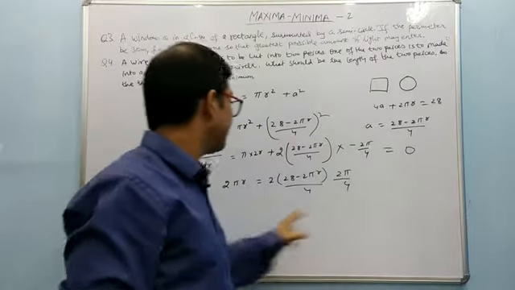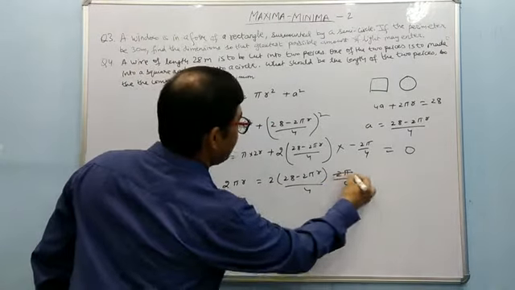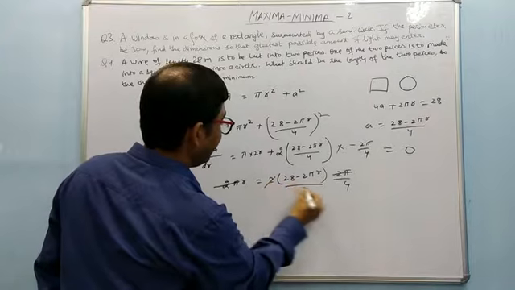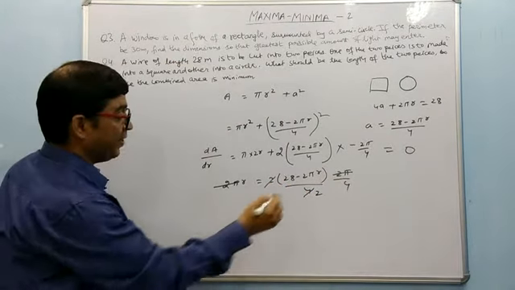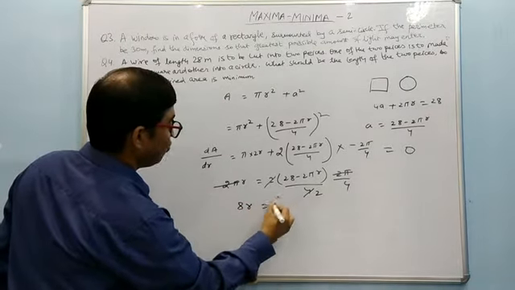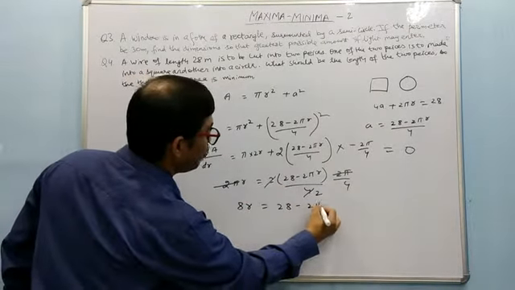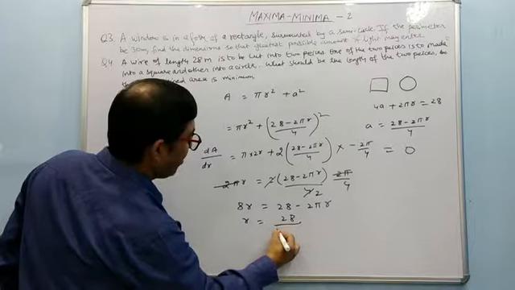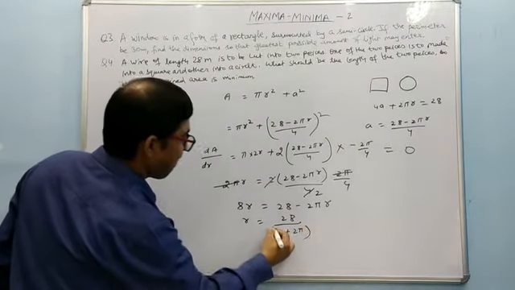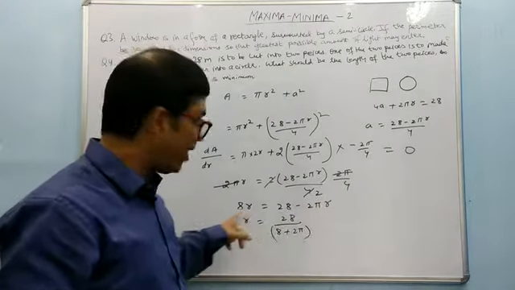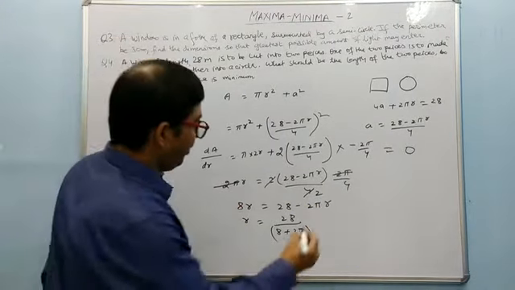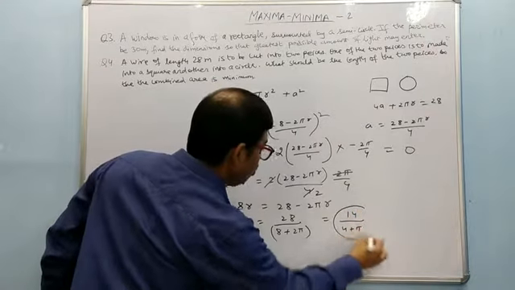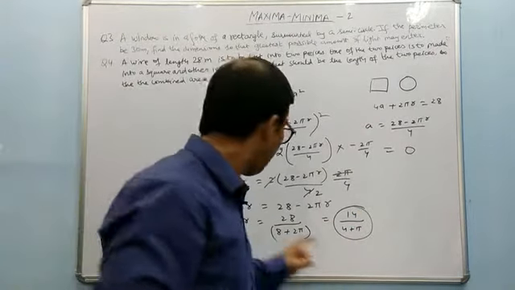This negative thing I have taken to that side, and now simplification is giving us this 2 pi is getting cancelled. So what it is coming out to be, if we just cancel here, this is 2, so 8 is there. So what is that? 8r is equal to 28 minus 2 pi r. So what is r? R is going to be 28 divided by 8 plus 2 pi. What I did here, I just brought r to this side, took r common. If I take 2 common, it is going to be 14 divided by 4 plus pi. So I got the value of the radius of the circle.